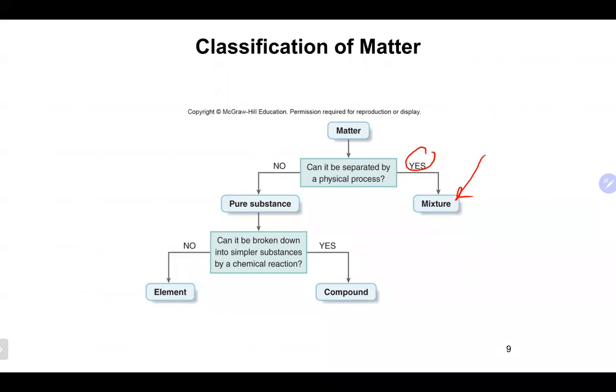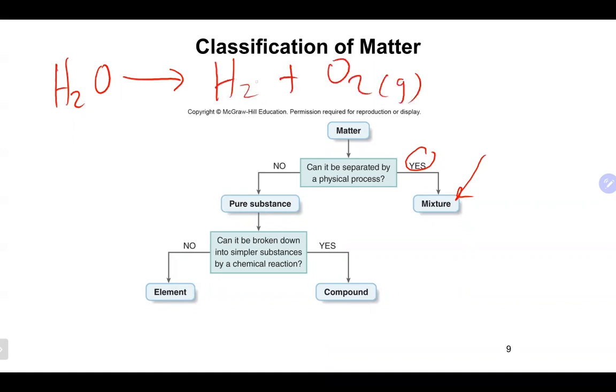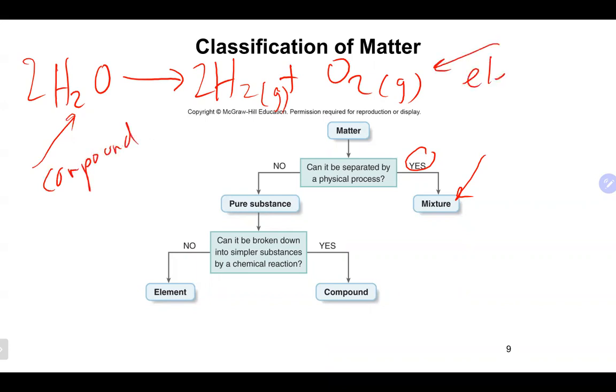So for example, water, which is a compound, you can run an electrical current over it and break it down into its elements of hydrogen gas and oxygen gas. I guess I should do some balancing since this is chemistry. There we go. So this guy, which is a compound, can be broken down into its elements here. But again, once we get to hydrogen gas and oxygen gas, we cannot go any further.